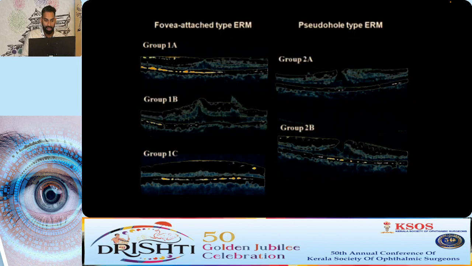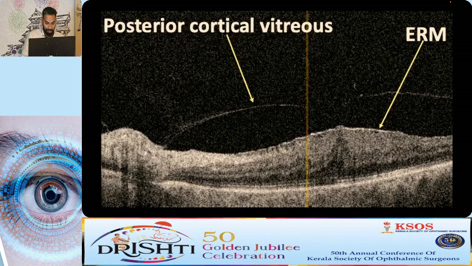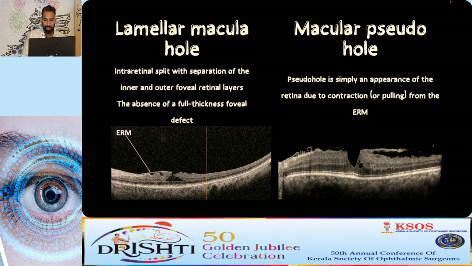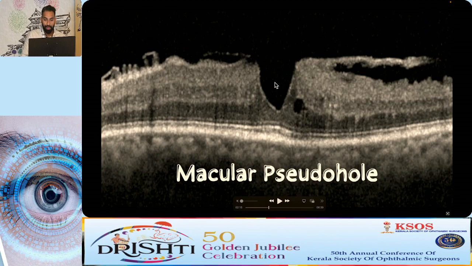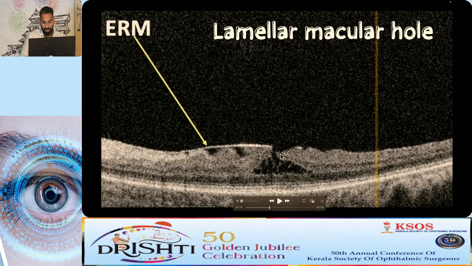Then we have epiretinal membranes. So these are the classifications for epiretinal membrane. Over here you can see a hyperreflective line kind of lesion. This is an ERM, epiretinal membrane, which is being seen over here. And when the epiretinal membrane starts pulling the foveal area, you can get macular pseudoholes. Like over here, this is a pseudohole. It's not a full thickness macular hole. And then when there are intraretinal spaces like over here, you name it a lamellar macular hole.